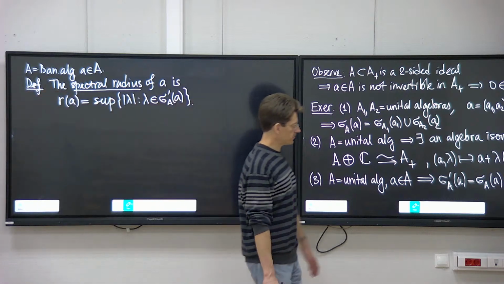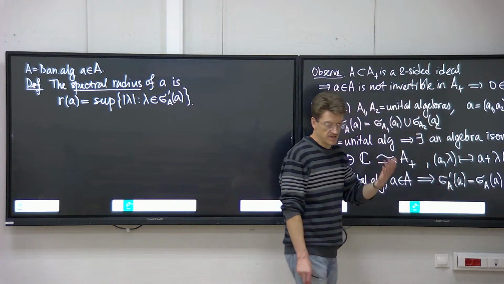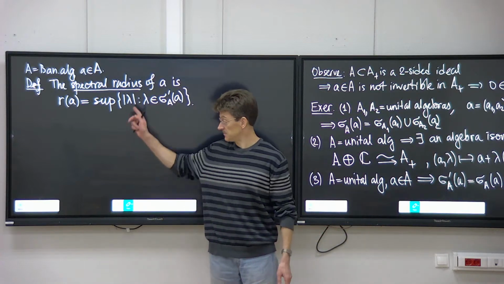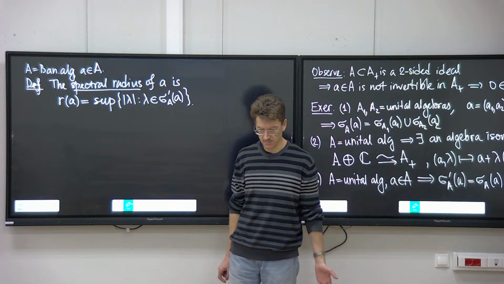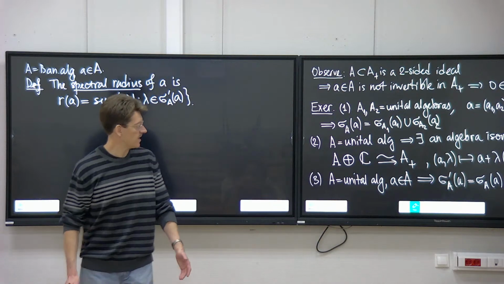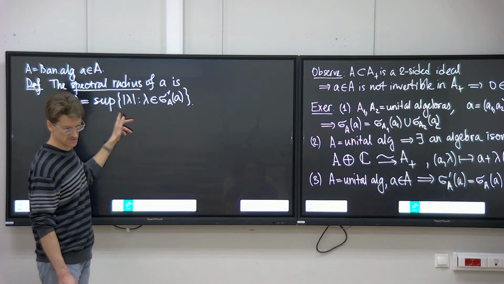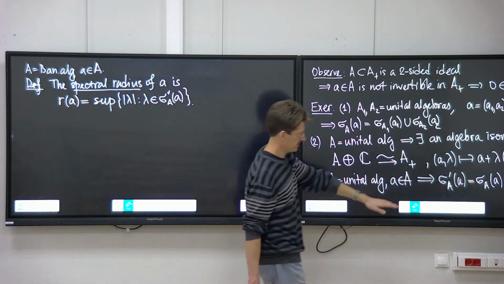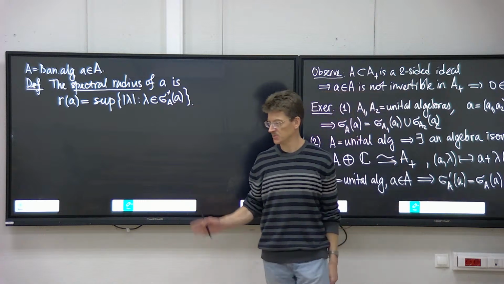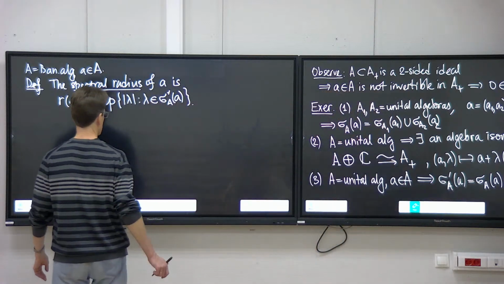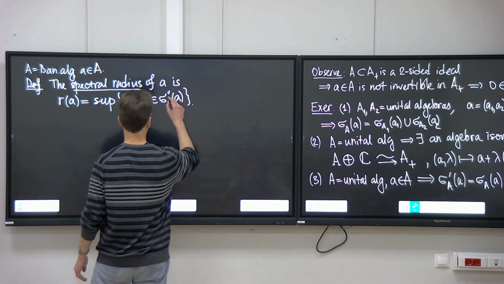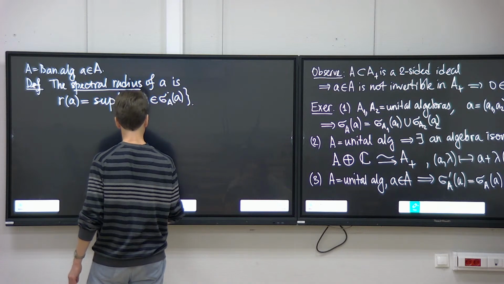And by looking at this formula, we see that if A is already unital, then this definition agrees with our previous definition of the spectral radius, because if I remove the prime here, the supremum will be the same, exactly because of this formula. So this is compatible with the usual spectrum in the case where A is unital.